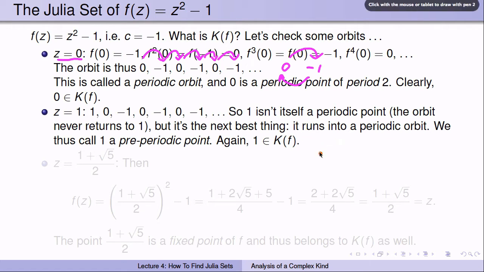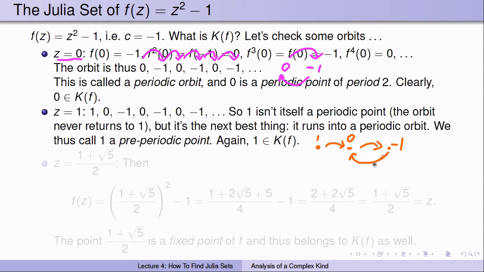Here's a picture of what happens. There's 1, and it's mapped under f to 0, and 0 is mapped under f to -1, and -1 is mapped back to 0. So 0 goes to -1, -1 to 0. This is a graphical picture.